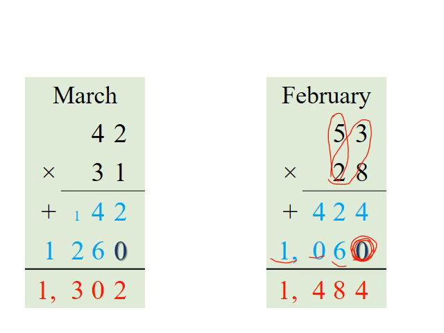Now I will add the partial products. 4 plus 0 equals 4. 2 plus 6 equals 8. 4 plus 0 equals 4 and 1. So the answer is 1484.